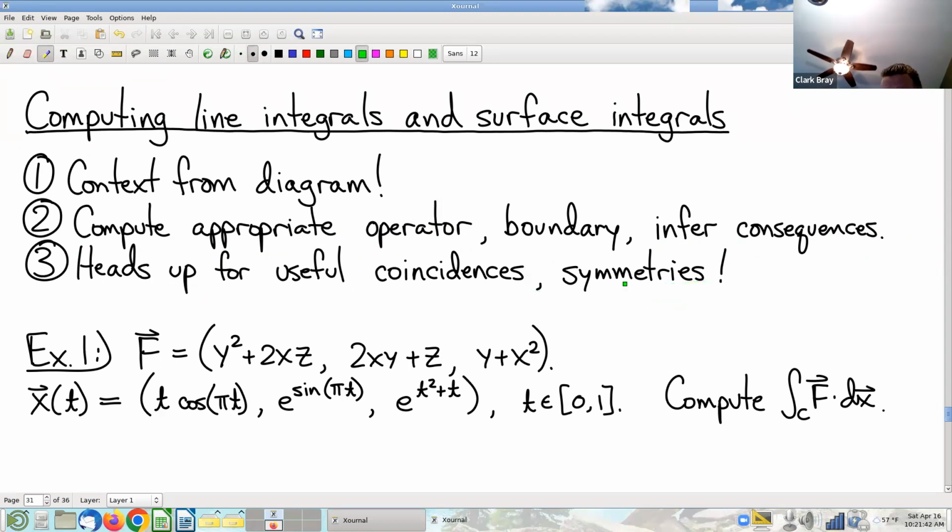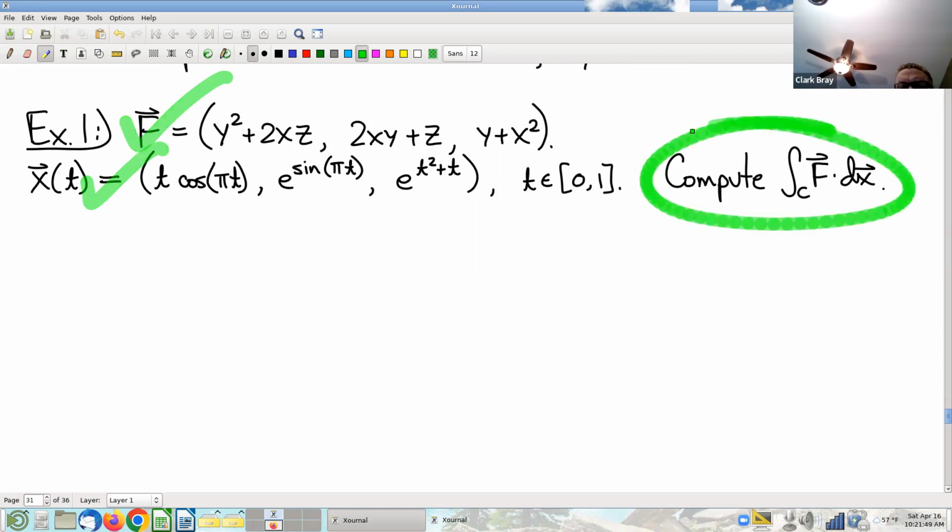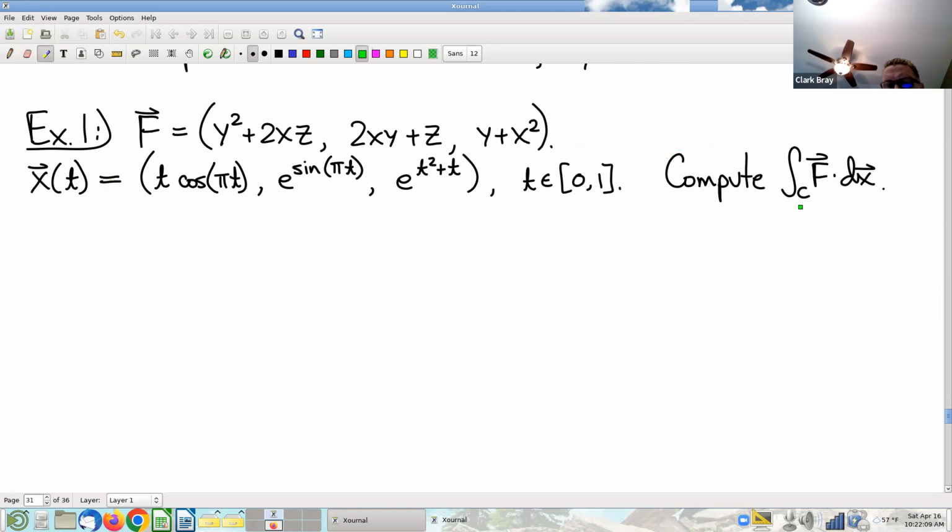All right, so let's get started. Let's see an example here. We've got a vector field given. We've got a curve parameterized. We're asked to compute a line integral. Now, the instinctive first thought that might occur to you here is, hey, I've got a parameterization. I can pull back through the parameterization. In other words, I can plug and chug. And I suppose you could do that. That's not going to be a good choice here. And you can see why.